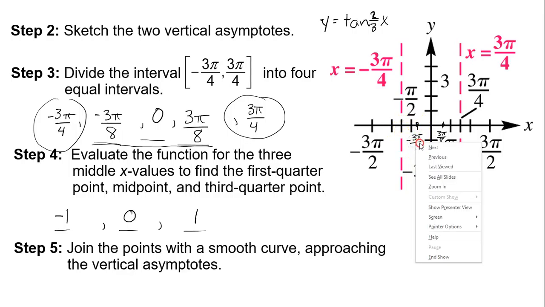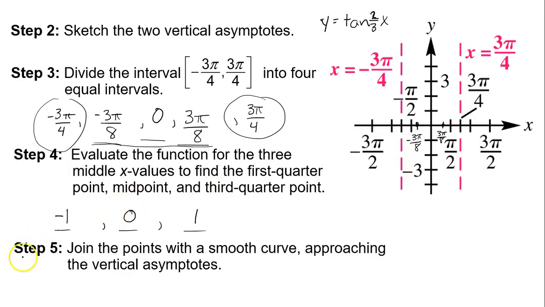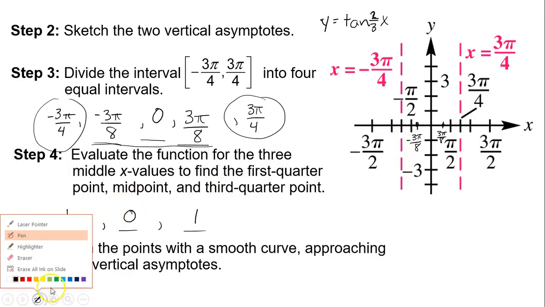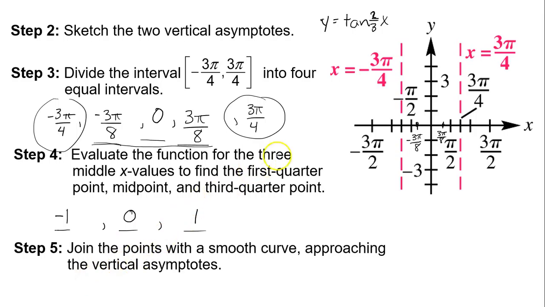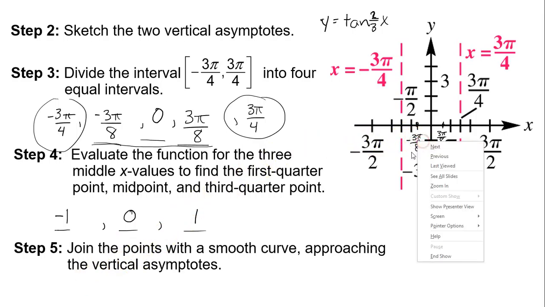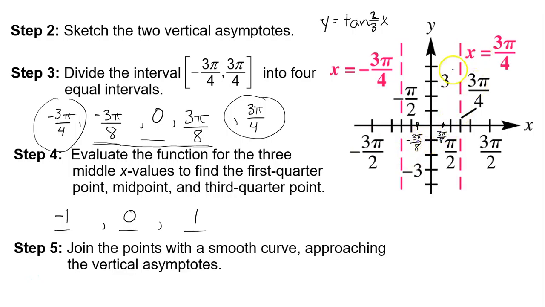So this, I'm going to graph it in a different color. Do purple. So this value at -1, there we go. And then 0, and then +1.